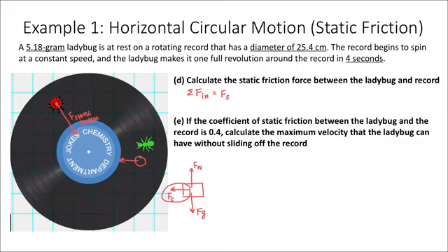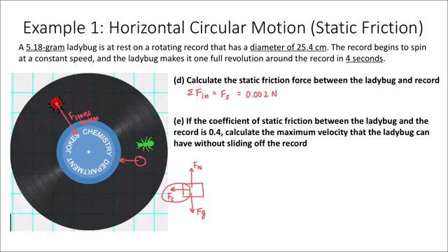So if we've already calculated the net inward force, we have actually calculated the force of static friction as well. It's that same 0.002 newtons that we got earlier. But that's just the force of static friction between the ladybug and the record right now at this velocity, right? So what if we wanted to calculate the maximum velocity? What if we wanted to see how fast we can spin this record without the ladybug sliding off, if the coefficient of static friction between the ladybug and the record is 0.4?